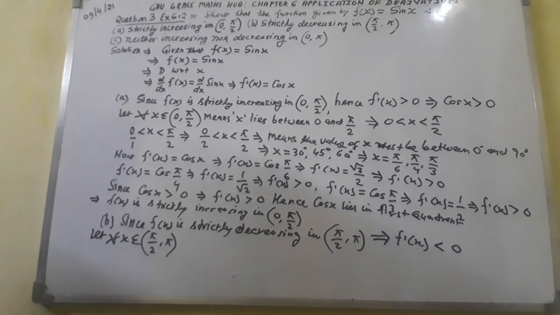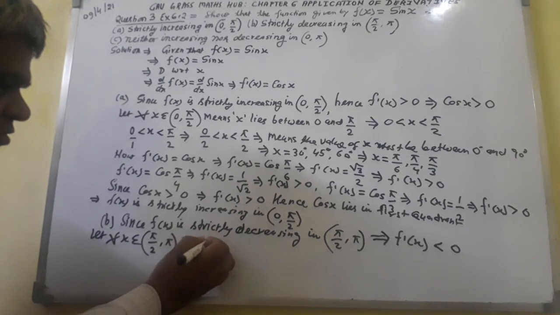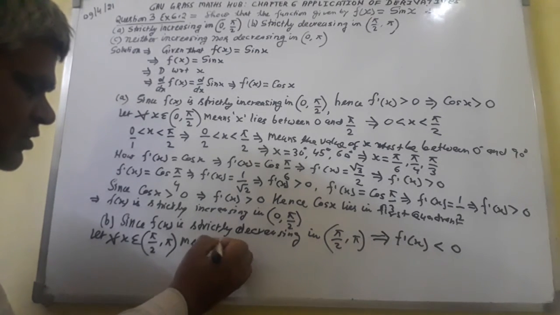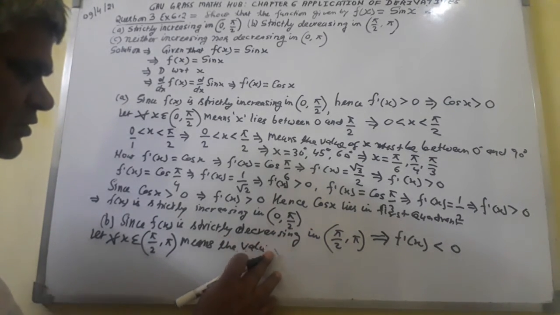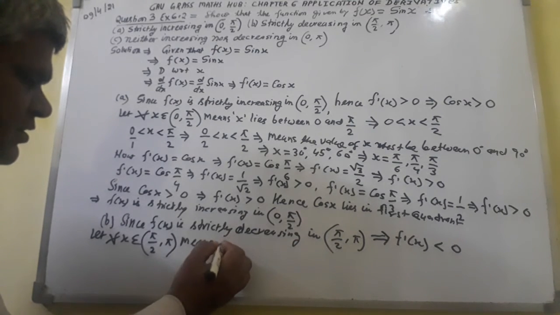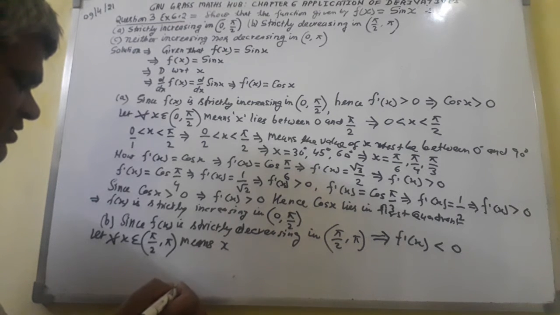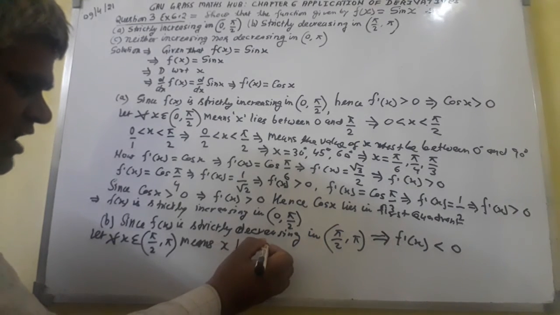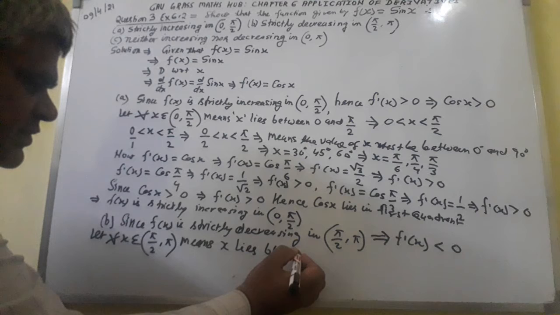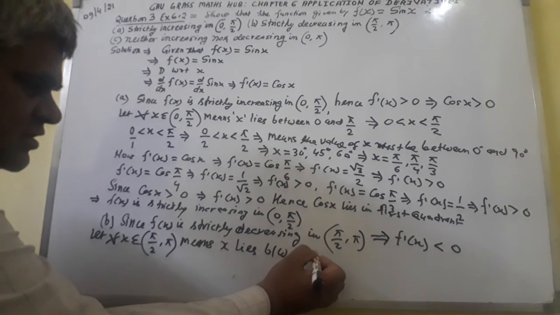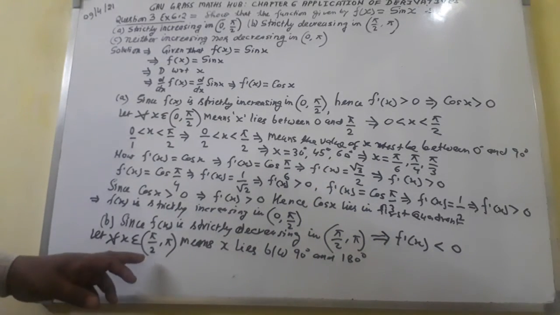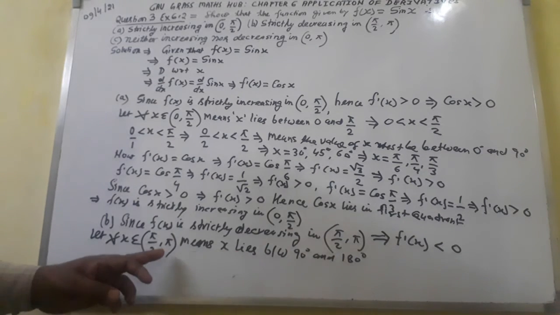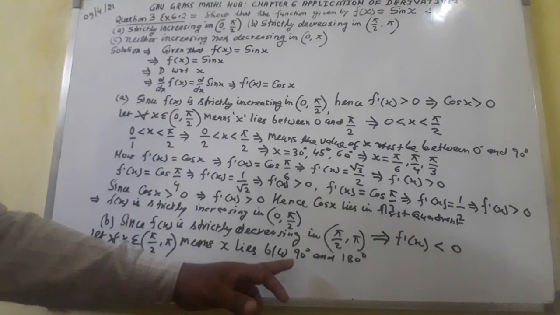This means that the value of x lies between 90 degree and 180 degree, because pi by 2 equal to 90 degree, pi equal to 180 degree. So x lies between 90 degree and 180 degree.